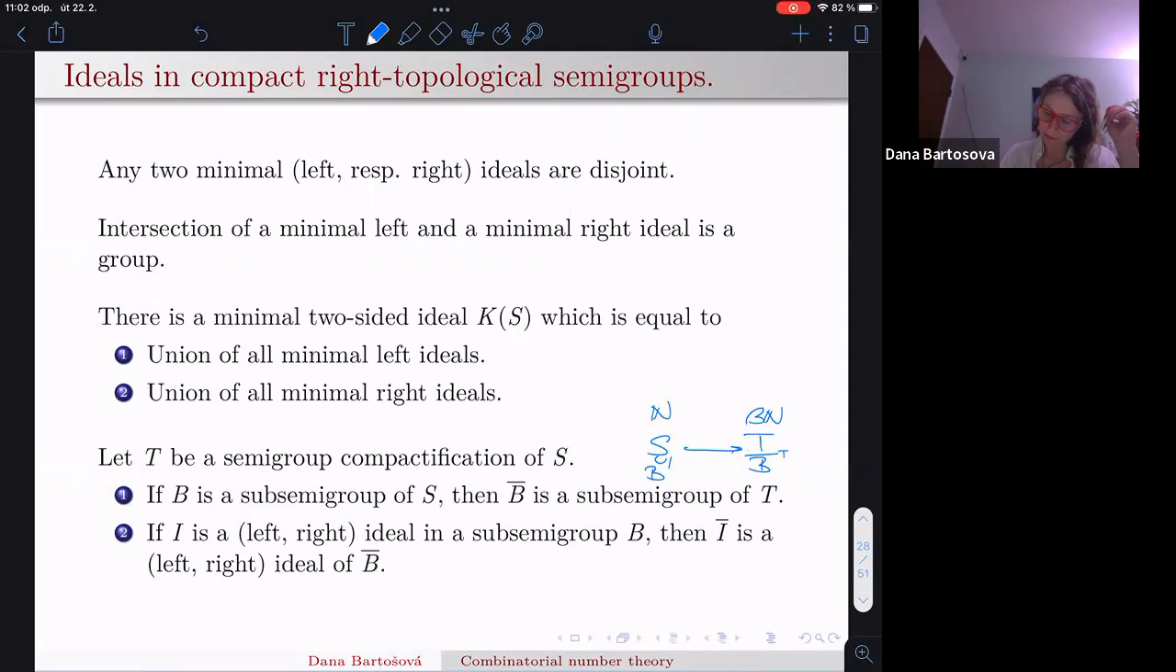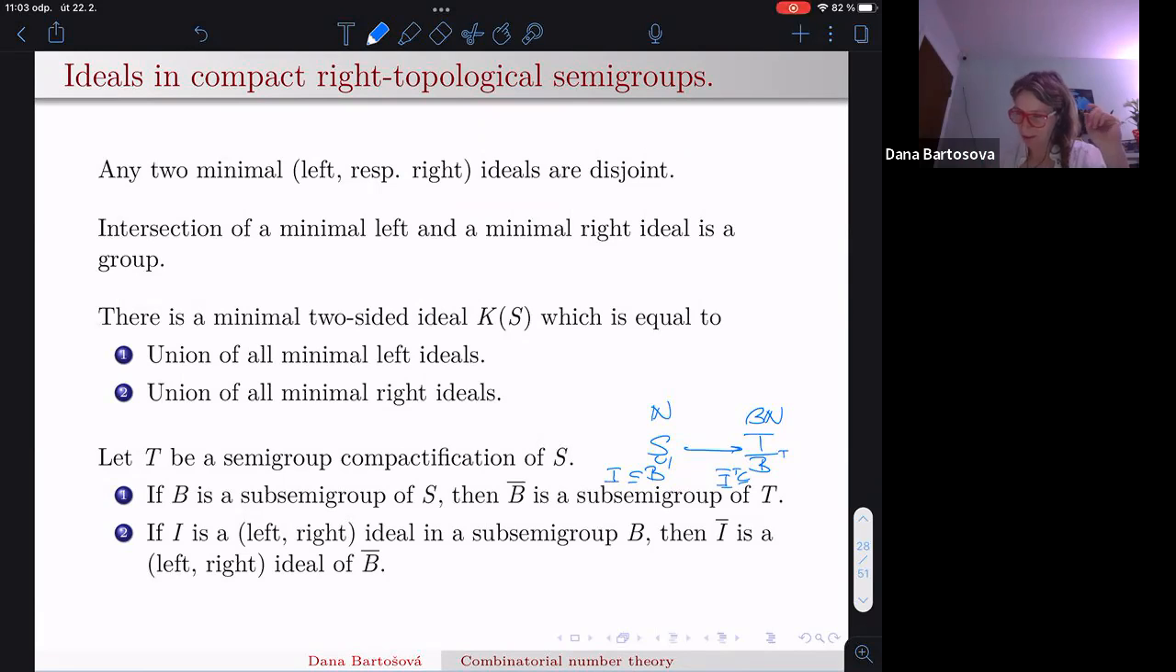And if I have an ideal, left, right, both-sided, of a subsemigroup, then if I close that inside of T, this is of course going to be below the B closure, but it's still going to preserve the algebraic property. So it's still going to be a left, respectively right or both-sided ideal. Okay, I will recall these as we use them. This is just to have them in one place before we use them.